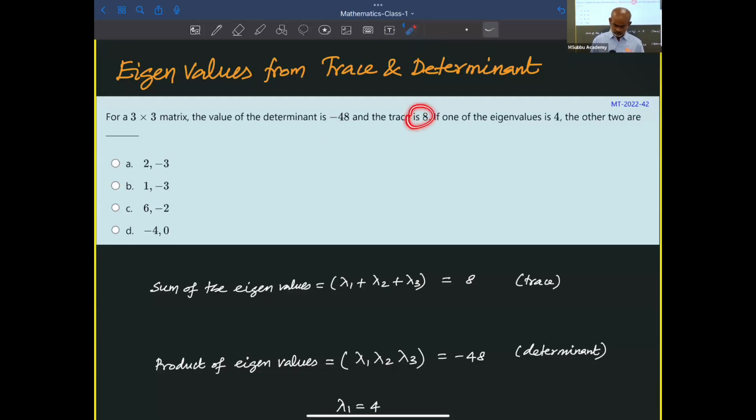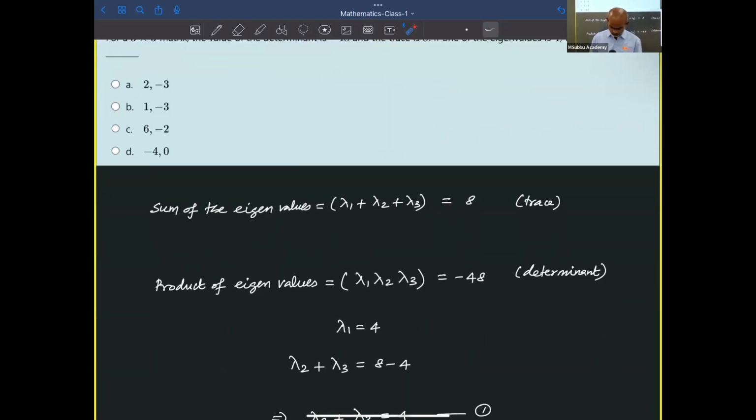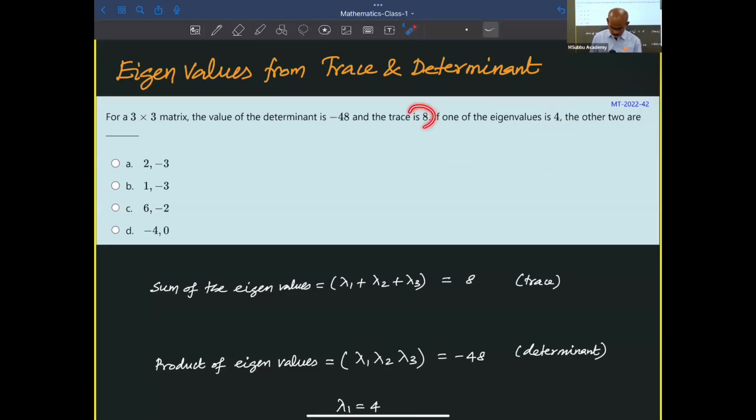The sum of the diagonal elements and the determinant of the matrix are available. From that, you have to say about the eigenvalues. One of the eigenvalues is given, and the other two values, what can they be? The sum of the diagonal elements is simply equal to the trace. The sum of the eigenvalues is simply equal to the sum of the diagonal elements, which is equal to the trace.